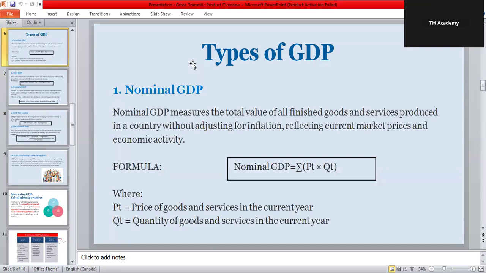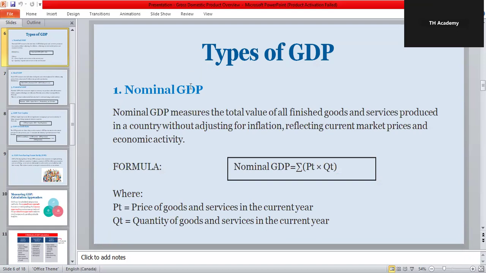Let's understand the types of GDP. So now let's talk about one of the most important parts of this topic, the different types of GDP. Each type tells us something slightly different about how an economy is performing. So let's go through them one by one carefully and clearly.